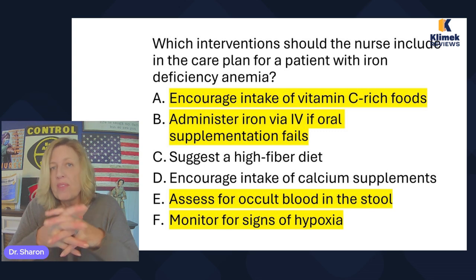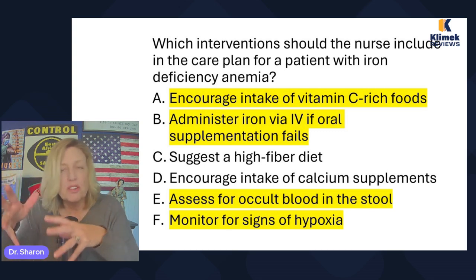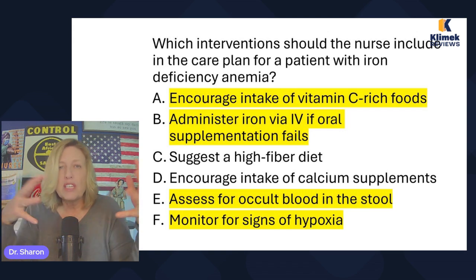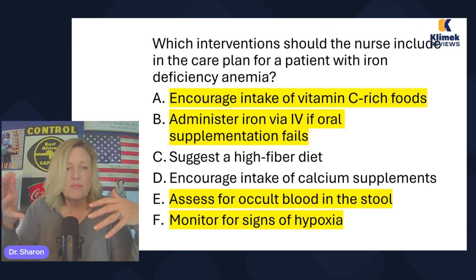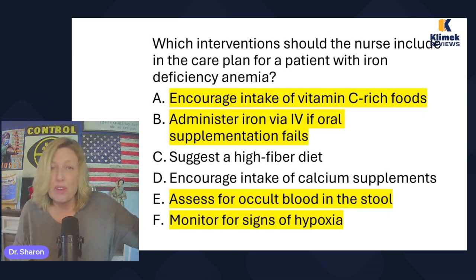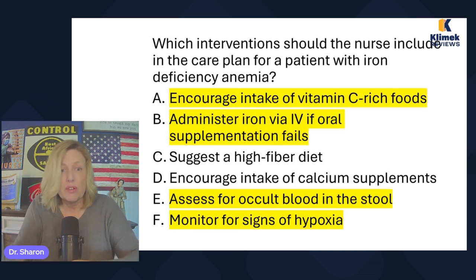So again, remember, it's not about what you memorize. It's about understanding things conceptually, knowing how things work, understanding how iron is given. What are the risk factors? How do people become iron deficiency anemic? Which is why, in the previous question, you knew that chronic blood loss can lead to iron deficiency anemia. So then we know E is correct to assess for chronic blood loss.